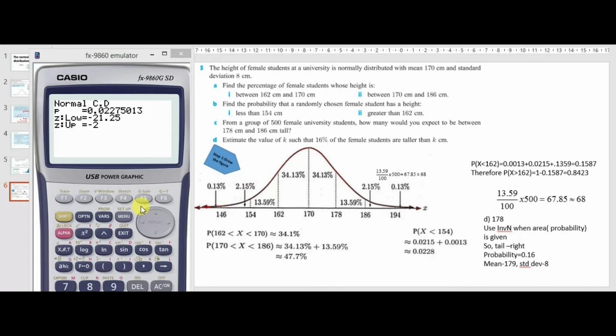For question number 5B2, find the probability that a chosen female student has a height greater than 162 centimeters. As you can see from the diagram, these areas will qualify.